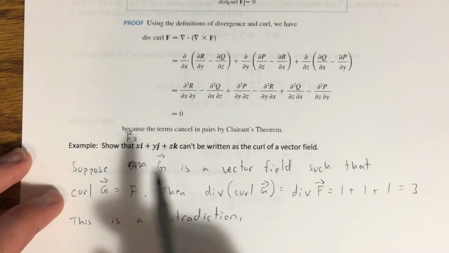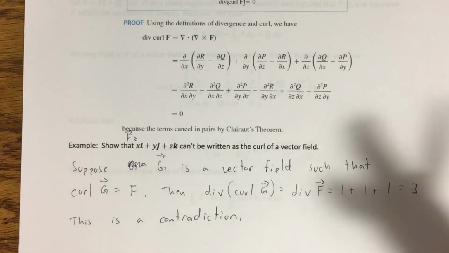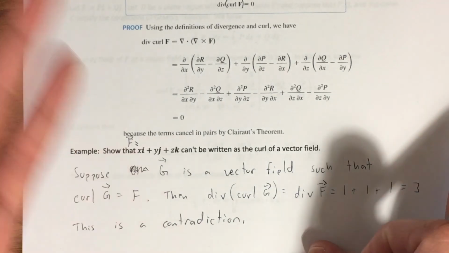Okay, so that shows that this could not be written as the curl of any other vector field. It violates this theorem.